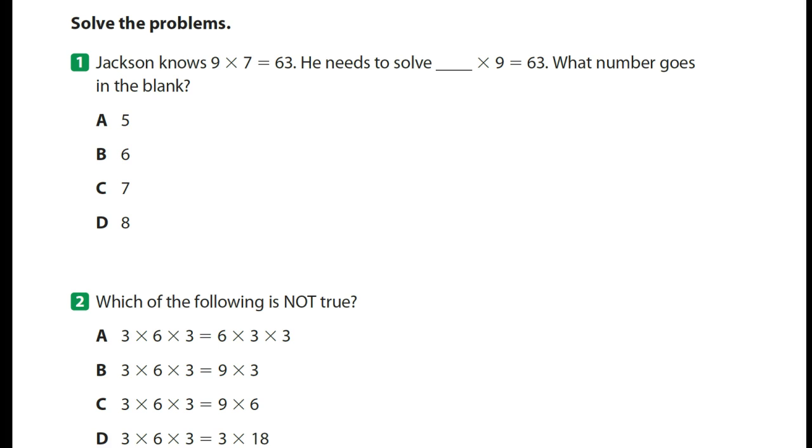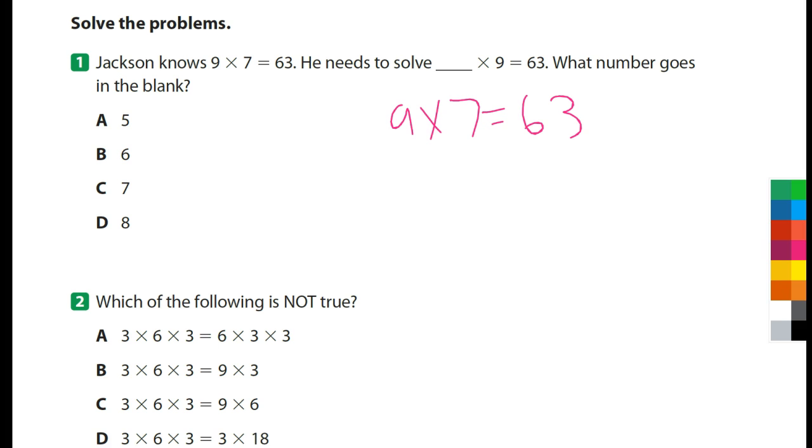Now let's look at some problems that we need to solve. Jackson knows 9 times 7 is 63. So I'm going to write down what he knows already. He knows that 9 times 7 equals 63. He wants to know what blank times 9 is 63. What number goes in the blank?